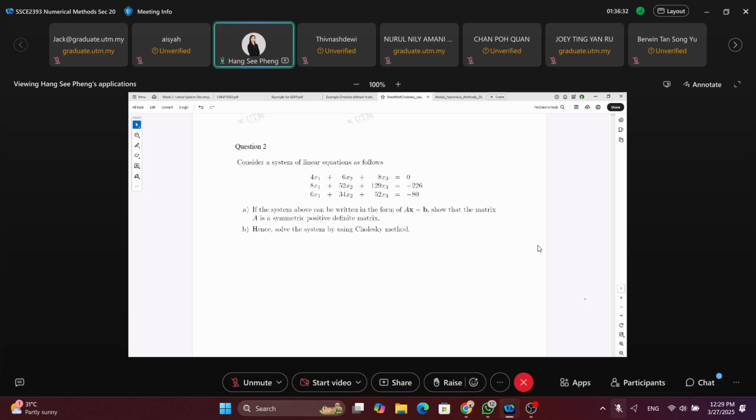So this is a system of linear equations. It can be written in the form Ax equals b. Show that A is symmetric positive definite. So I think this is the third question, but we solve it together. Okay, so write down the A.